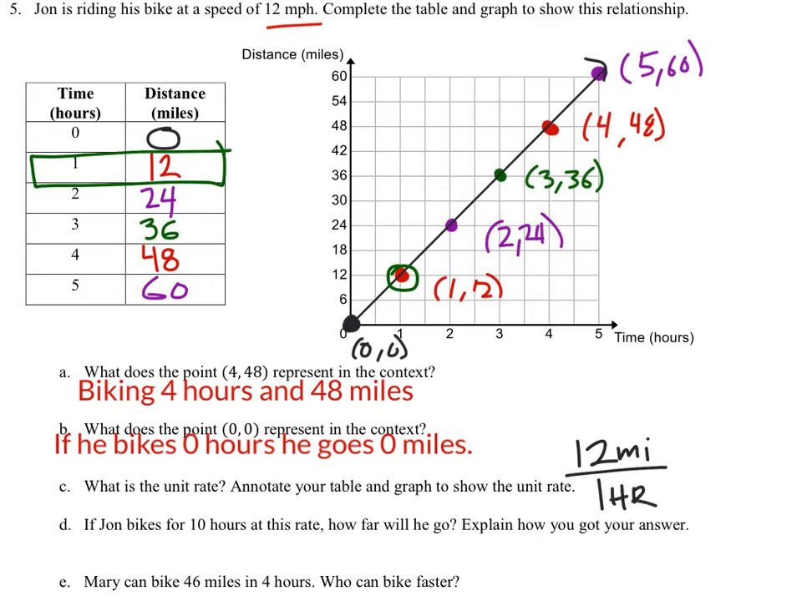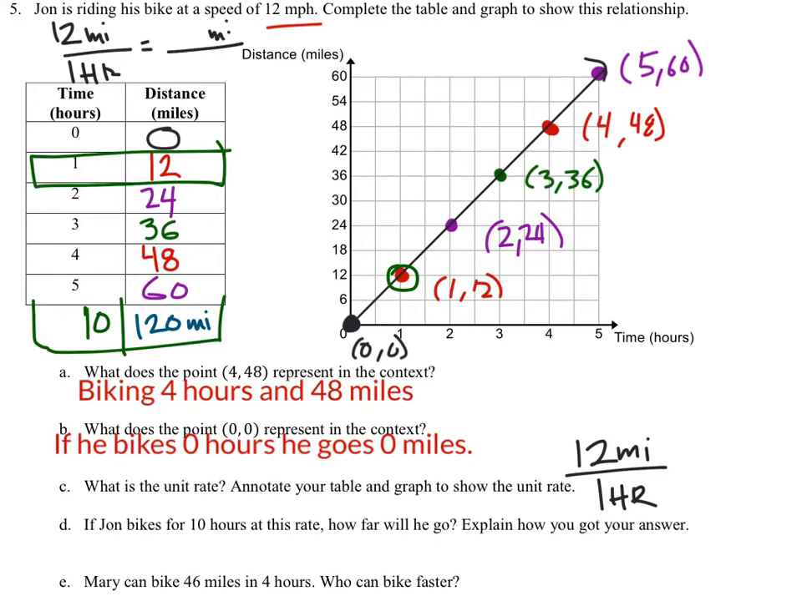If John bikes for 10 hours at this rate, how far will he go? Well, it's 12 miles every 1 hour. And we could look at this in the table, right? That'd be 10 hours right there, if we extended this. So if he bikes for 10 hours, we would expect him to go 120 miles. So how do we get that? Well, we can make the unit rate 12 miles in 1 hour, and this should be equal to some number of miles in 10 hours. So we multiply the 1 by 10 and the 12 by 10 to get 120 miles.